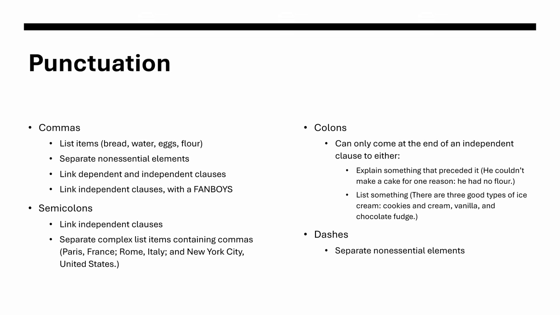Colons, those come at the end of an independent clause to either explain something that preceded it or to list something. So, for example, he couldn't make a cake for one reason: he had no flour. The text that comes after the colon explains why he couldn't make that cake. Or for the list, there are 3 good types of ice cream: cookies and cream, vanilla, and chocolate fudge, right? You have a list after the colon. Dashes are used, as we mentioned previously, to separate non-essential elements.